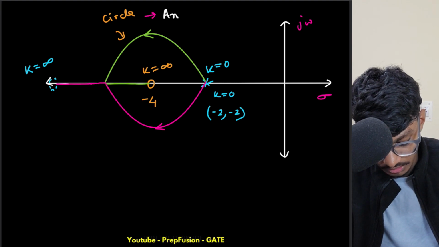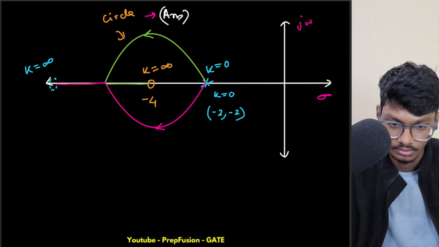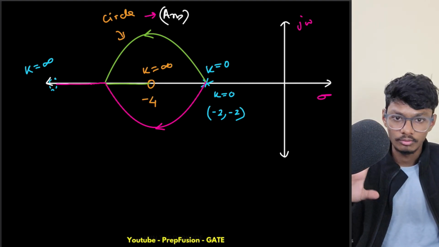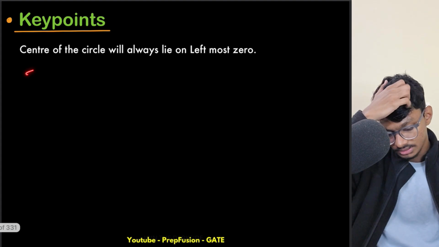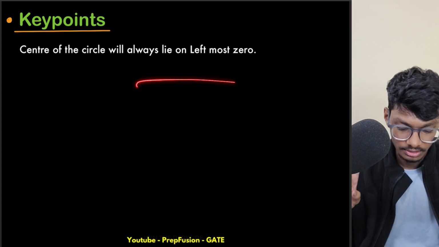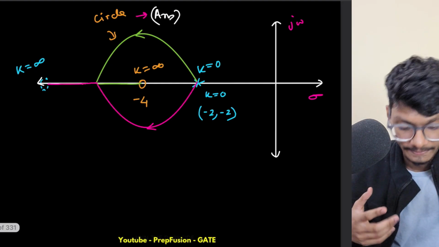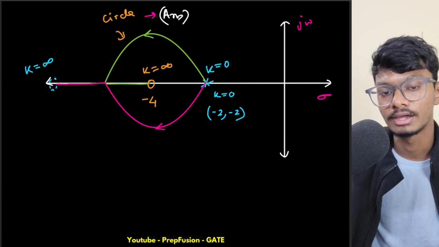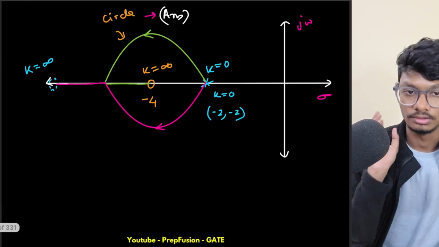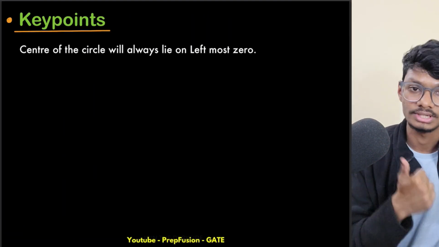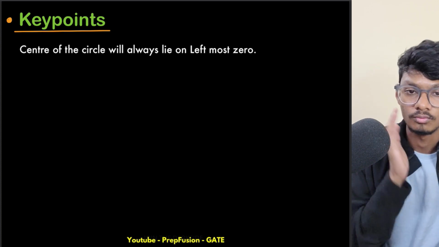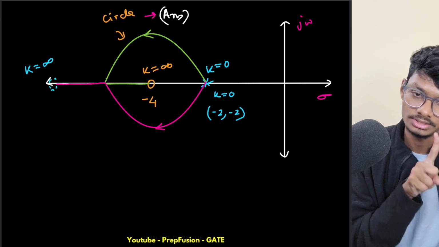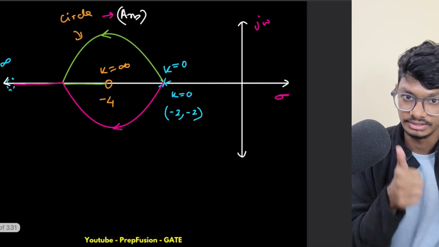Now you might ask, sir, I don't believe you. Can you prove it? You can prove the equation for yourself. I will not prove that, but one thing I will prove is that the center of the circle will always lie on the leftmost zero. They may ask the question, can you find the center of the circle formed by the root locus? Just remember that the center of the circle will always lie on the leftmost zero. What is my leftmost zero here? -4. So the center will lie on -4 itself, if there is a circle present.